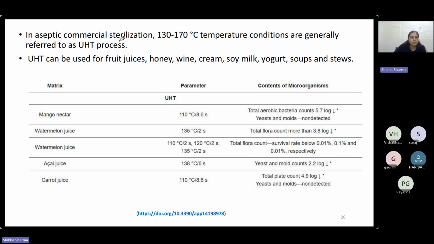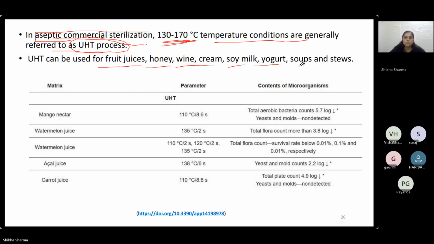So in aseptic commercial sterilization, a 130 to 170 degrees Celsius temperature condition is generally referred to as the UHT process. When we consider commercial sterilization conditions in the industry, 130 to 170 degrees Celsius is considered the UHT process. It can be used for fruit juices, honey, wine, creams, soy milk, yogurt, soup, and stews. All these products can use the UHT process.